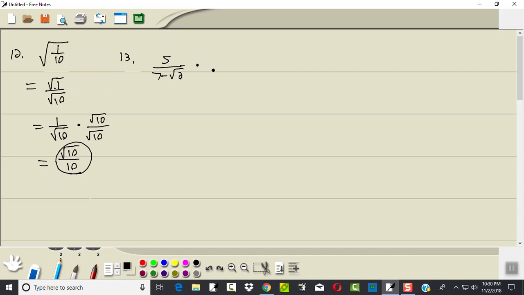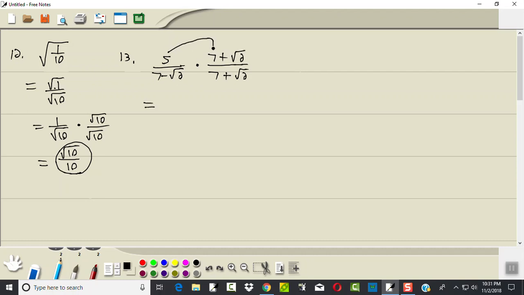Now conjugate means the first and last part's the same, but the sign in the middle is different. So the first part's the same, so I'll have 7. Last part's the same, so I'll have square root of 2. But the sign in the middle is different. This is a minus, so this will be a plus. And whatever you multiply by the bottom, you have to multiply by the top.